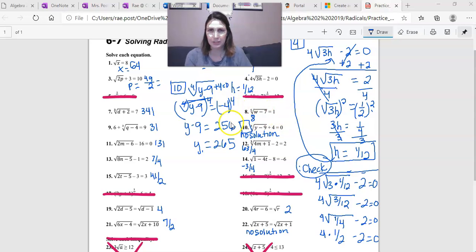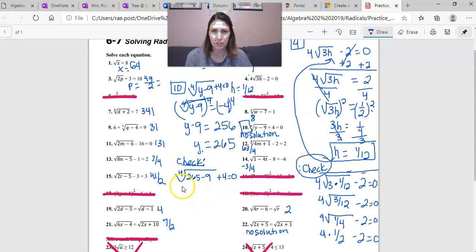All right, so here we go. So we have y equals 265 whenever I added 9 to both sides, and that's fine, but just go back and plug it back into the original and check it and just make sure. So when we do that, you should get the fourth root of y minus 9, which your y is now 265, minus 9, and then don't forget it's plus 4, and this whole thing equals 0. So 265 minus 9 should give you 256. And then you have plus 4, don't forget, equals 0.